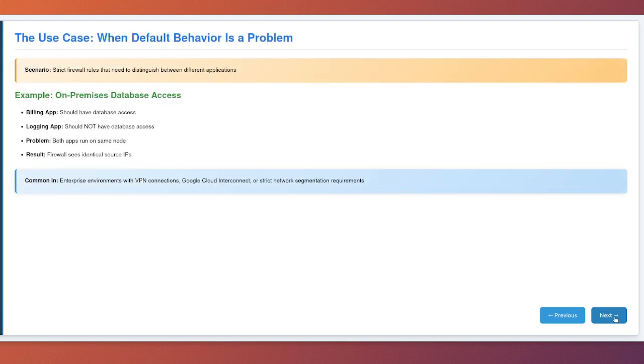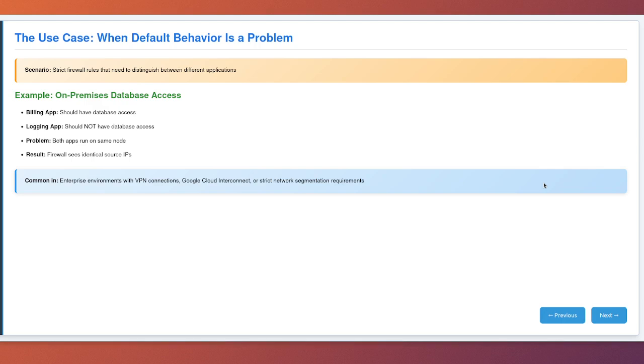Real-world problem. Enterprise network security. Now let me describe a real-world scenario that I've encountered multiple times in enterprise environments, which perfectly illustrates why understanding IP masquerading is so critical for production systems. Imagine you're working for a financial services company that has strict compliance requirements. Your GKE cluster needs to connect to an on-premises database that contains sensitive customer billing information.